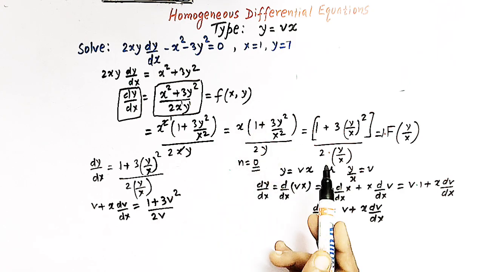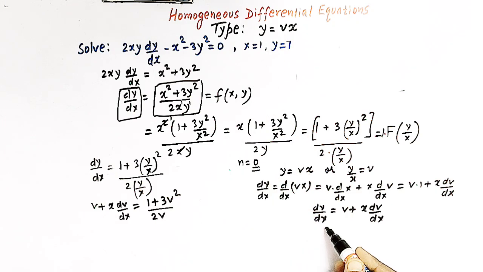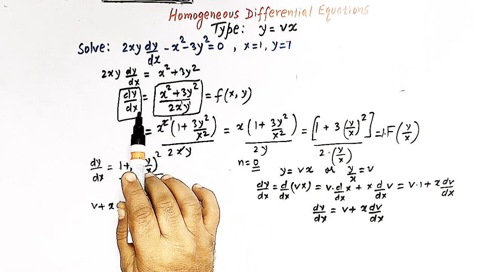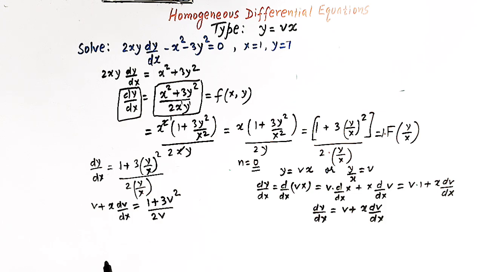So the purpose of making this substitution, y is equal to vx and dy over dx as v plus x times dv over dx, is to reduce this differential equation into a variable separable form, right? So making this substitution, we can separate the variables, and then we can integrate, right? So let us take v to the right hand side.